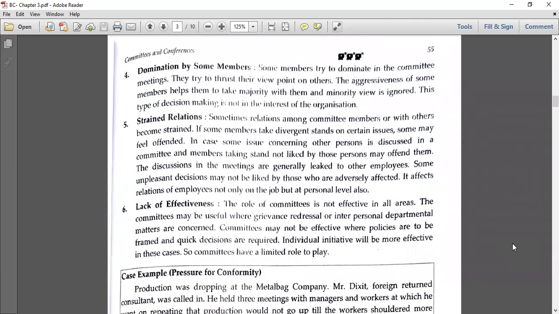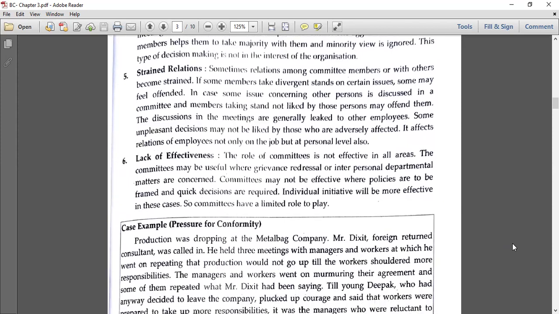Then the next one is domination by some members. Obviously, whenever many different people come together to take a decision, some people are going to be dominant and they try to thrust their viewpoints on the others, and this aggressiveness of some members helps them to make a majority with them, and then the minority is ignored, and then it might impact the interest of the organization through the decision making process. So domination by some members can be a disadvantage.